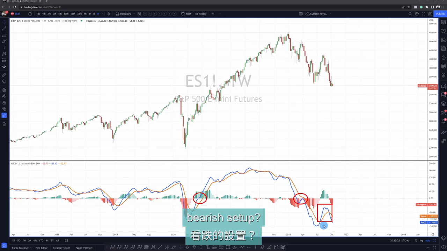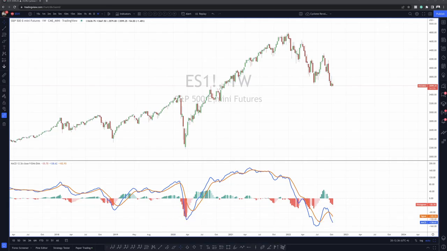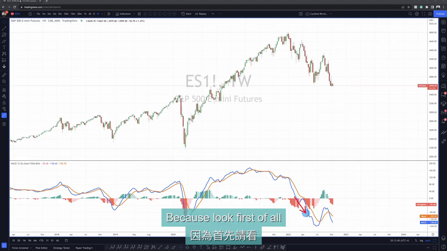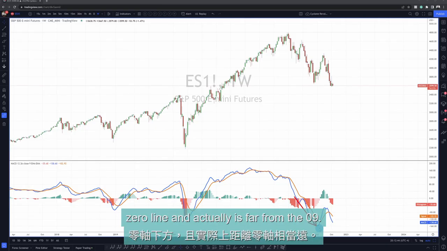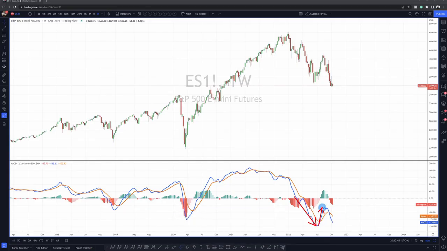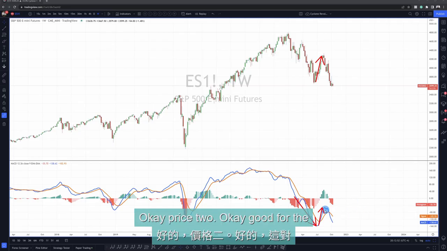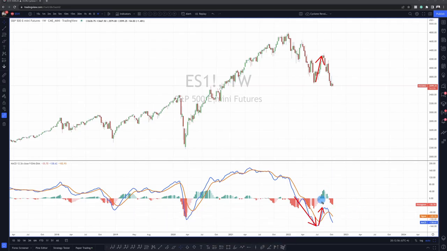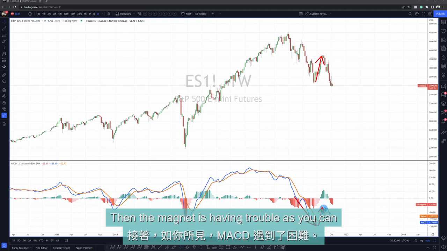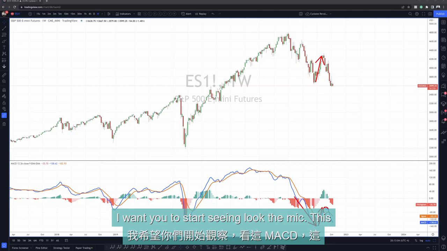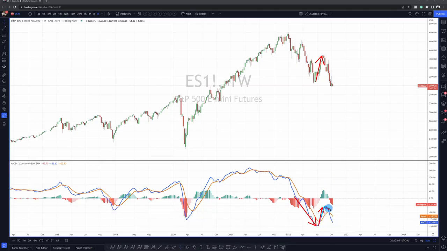Another question, is this a bullish or a bearish setup? It's a bearish setup. Because, look, first of all, the MACD line is below the zero line and actually is far from the zero line. Then the MACD line moves up. Okay, price too. Okay, good for the price. Then the MACD is having trouble. As you can see, it's starting to hook down, and that's another key aspect that I want you to start seeing. Look, the MACD is starting to reverse, right? It's starting to draw a cap here. So the MACD line crosses down, signaling that we are going to continue lower. And yes, the price continues down.